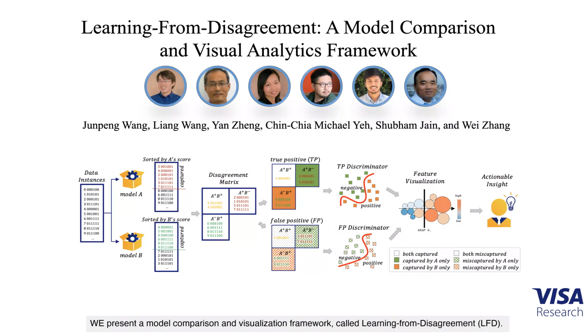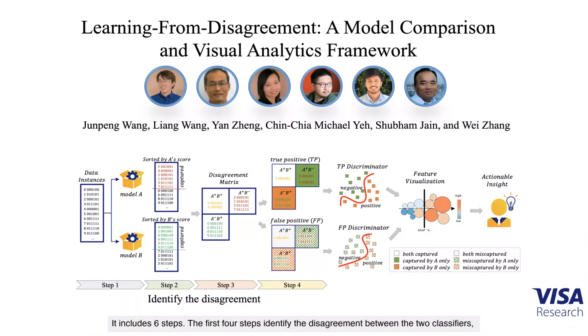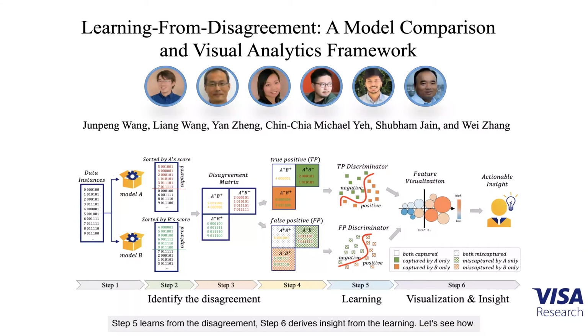We present a model comparison and visualization framework called Learning-From-Disagreement. The framework compares two binary classifiers in a model-agnostic and feature-agnostic manner. It includes 6 steps. The first 4 steps identify the disagreement between the two classifiers. Step 5 learns from the disagreement. Step 6 derives insight from the learning.